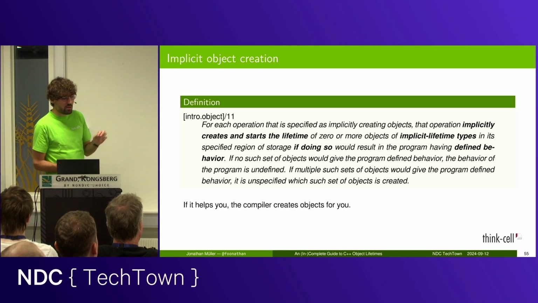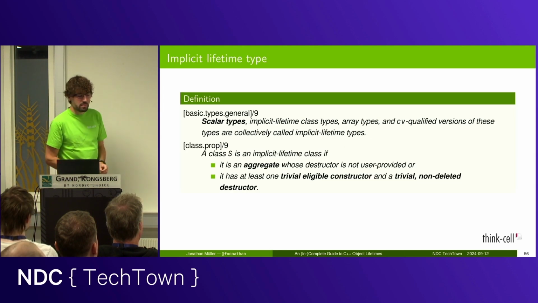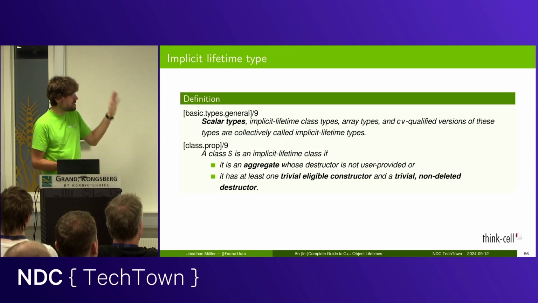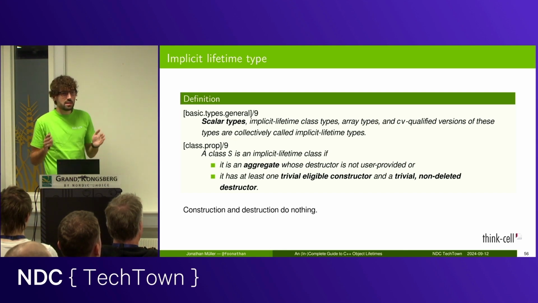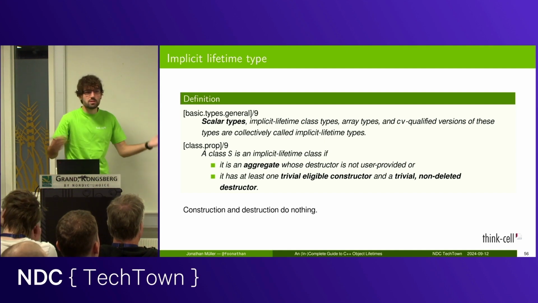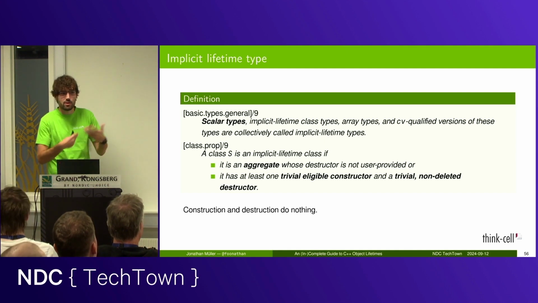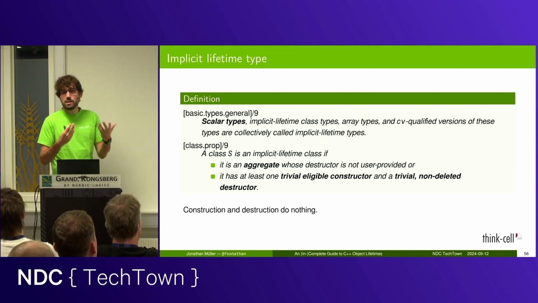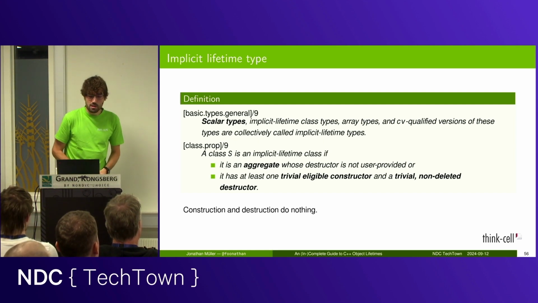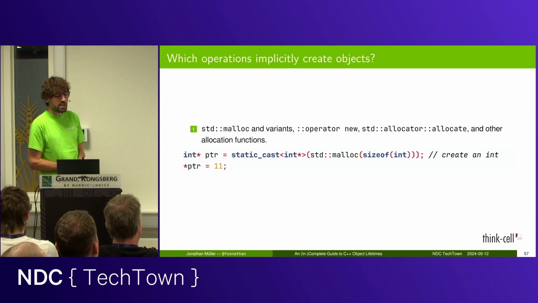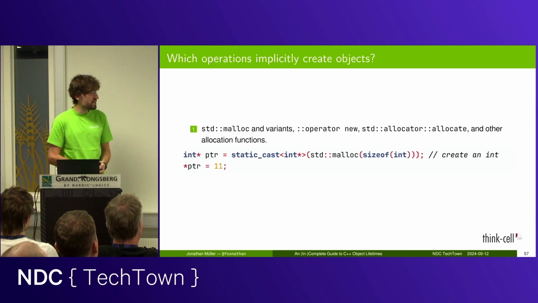It's important to note this only applies to types of implicit lifetime. This is the definition, and it's a lot of words to say construction and destruction do nothing. As we will see, this makes sense, because the compiler will not implicitly create an object if that calls some function, right? If it does something, it would silently insert side effects. But it will implicitly create an int or any trivial struct. So when does it do that? Well, any allocation functions. For example, std::malloc, operator new, allocator::allocate, and so on. They are specified as implicitly creating an object.